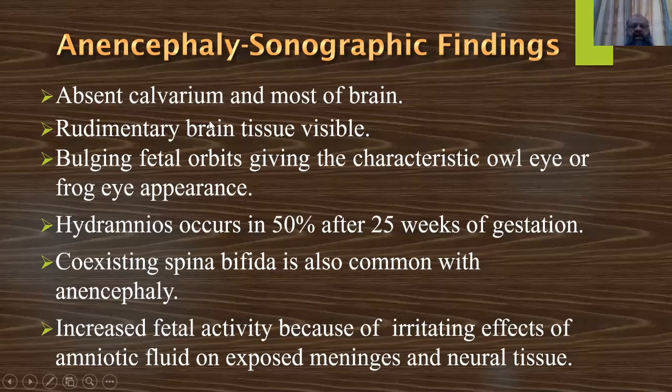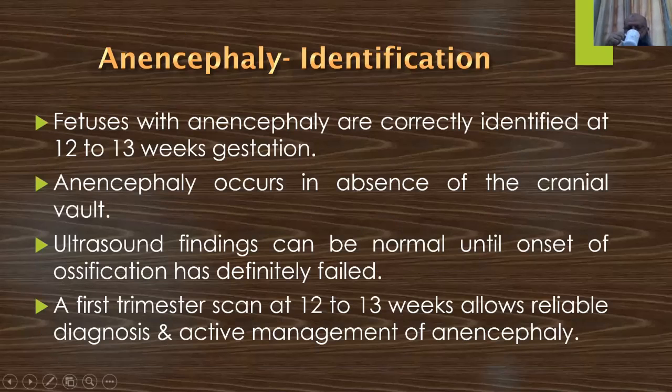Fetuses with anencephaly can be correctly identified at 12 to 13 weeks of gestation. Anencephaly occurs in the absence of the cranial vault. Ultrasound findings can be normal until the onset of ossification has definitely failed. A first trimester scan at 12 to 13 weeks allows reliable diagnosis and active management of anencephaly.